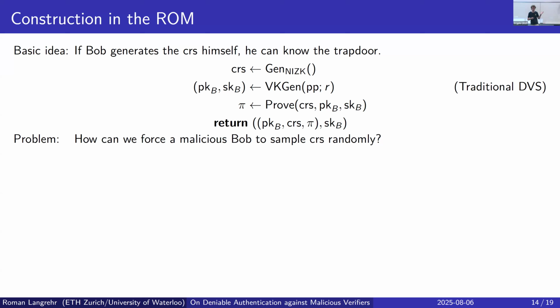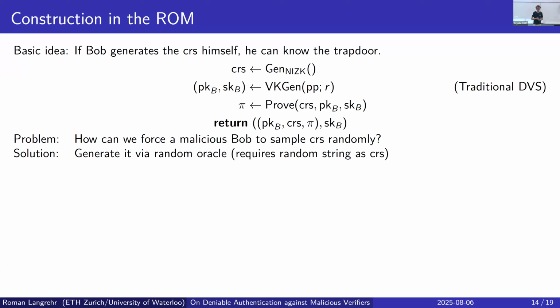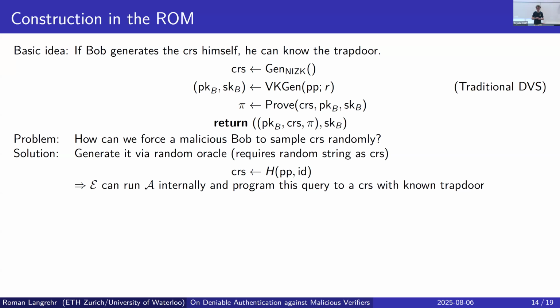Now this, of course, doesn't work because we want to assume that Bob is malicious. This proof would be useless if the CRS is not generated correctly. So we have to force Bob to generate the CRS randomly. And what we can do is generate it via random oracle. Of course, that only works for proof systems that require a random string as CRS. So we could do it as follows. Bob just has to call the random oracle on the public parameters of the scheme and something that's unique to him, like an identity, to get the CRS.